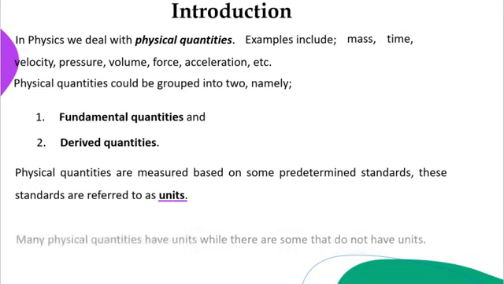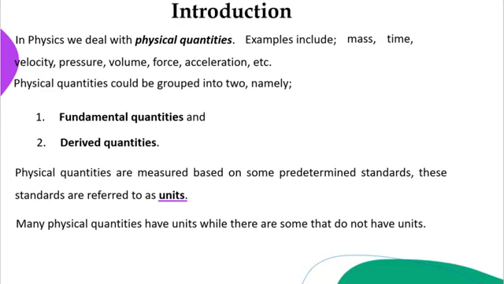Okay, another thing to note is that in as much as units are standards for measurement of physical quantities, many physical quantities have units, while there are some that do not have units. So it's not all physical quantities that have units. The ones that don't have units are referred to as dimensionless quantities. I will talk about this in a later lesson. A quick comment here: the group of quantities that don't have units, there are few anyway, not much, but those fall under derived quantities, as we are going to be seeing subsequently.